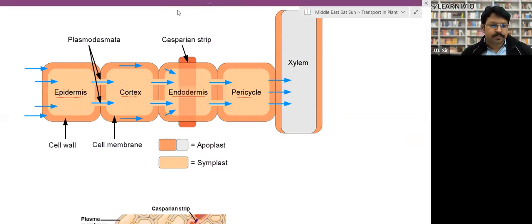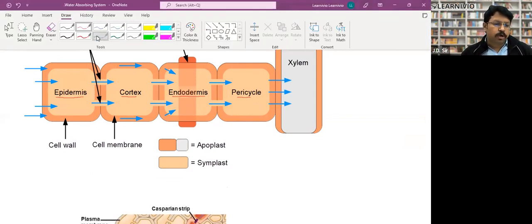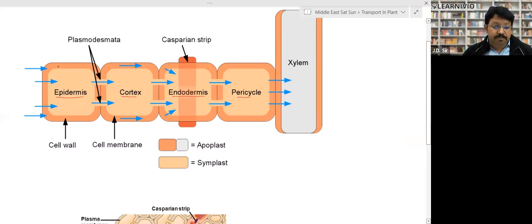First, the movement of water molecules takes place in the space between the plasma membrane and cell wall. Here the minimum resistance takes place. So water just moves or translocates between the plasma membrane and cell wall. This is called the apoplastic pathway, right? The first thing, the apoplastic pathway.